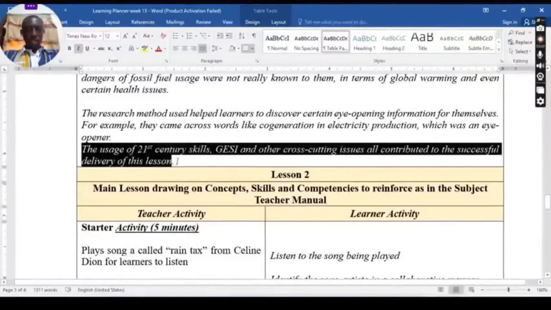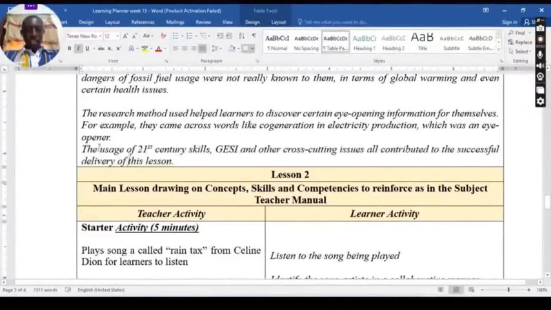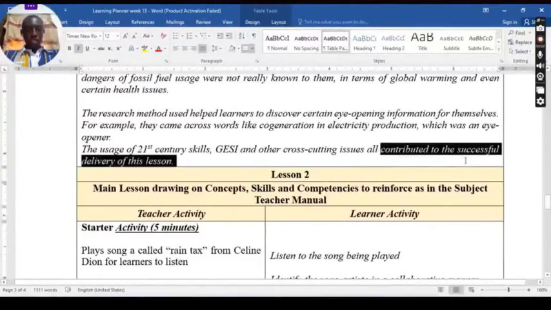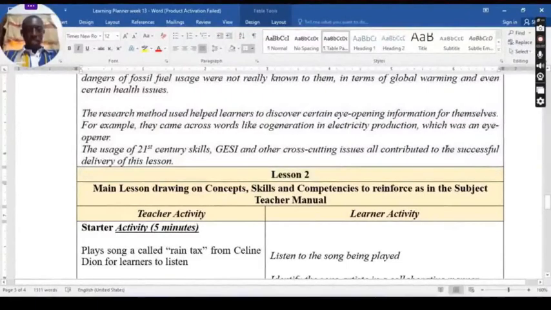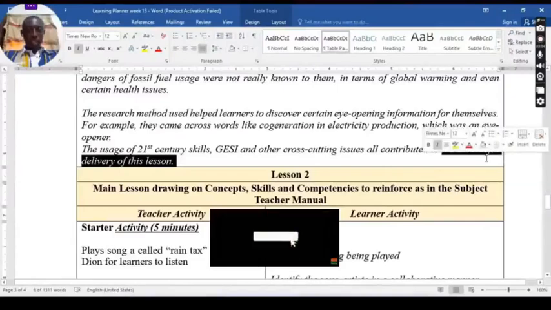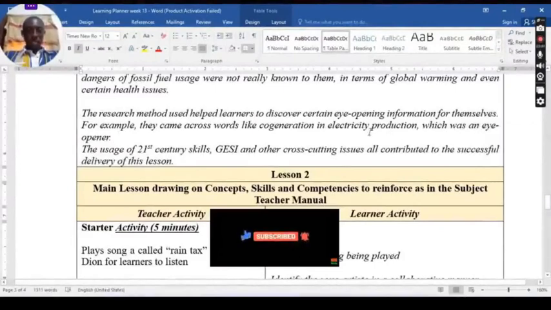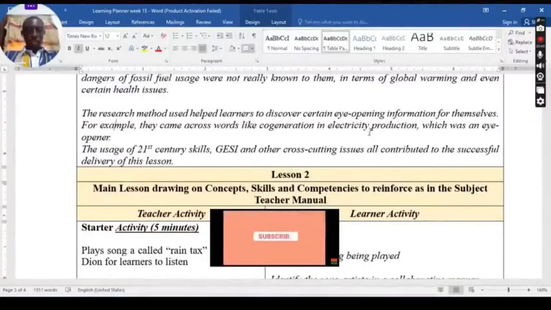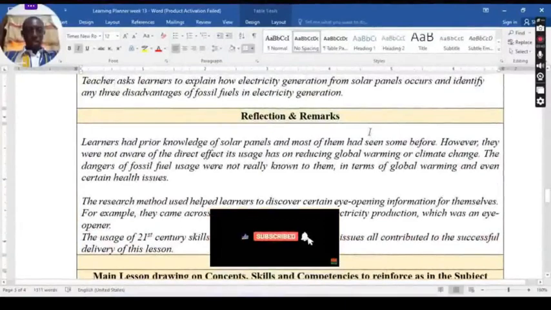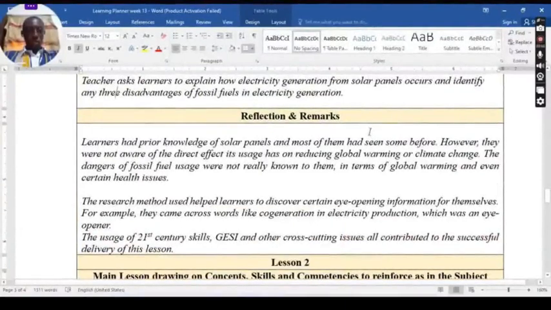That is the remarks fused with the reflection. The usage of 21st century skills, GC, and other cross-cutting issues all contributed to the successful delivery of the lesson. So the last part says that the lesson was successfully delivered. That is the remarks fused with reflection. It is very important. That is how the remarks should go together with the reflection.